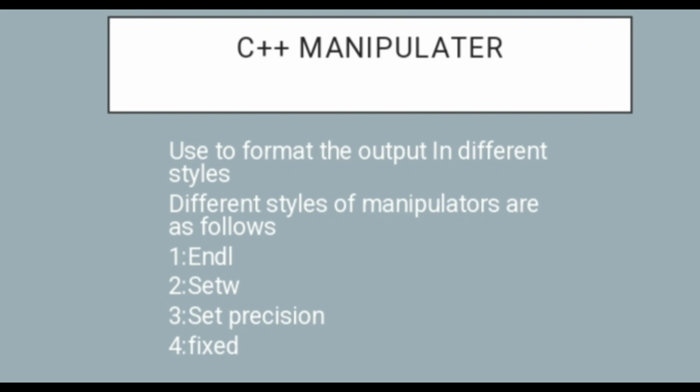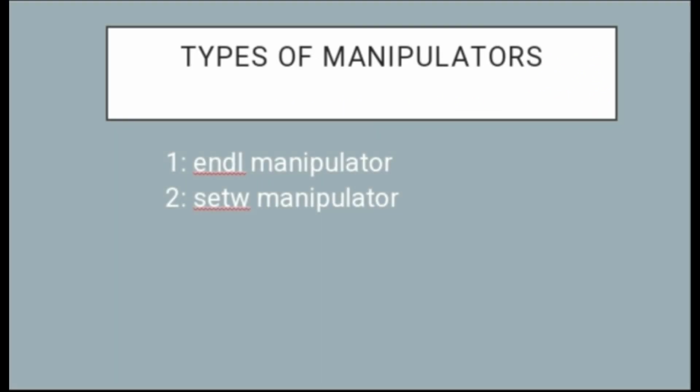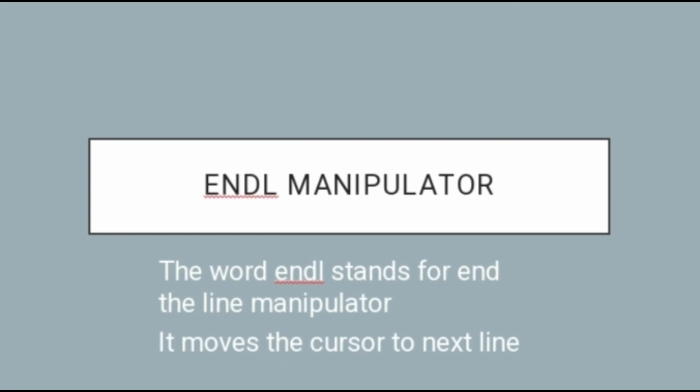These are used to manipulate the output. Many types are there, but I am going to discuss only two types, that is endl and setw, that is set width. So here we have the endl manipulator. L basically stands for line, which means end line manipulator. The endl manipulator is used to insert a new line character and flush the stream. It is similar to the slash n operator, as slash n is used to move the cursor to the next line. Similarly, the endl operator is also used to move the cursor to the next line so that our program could proceed and print the output.